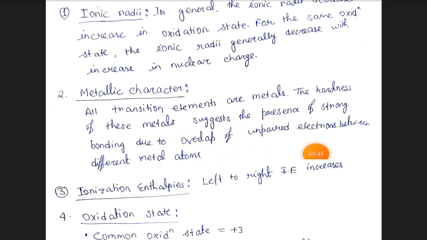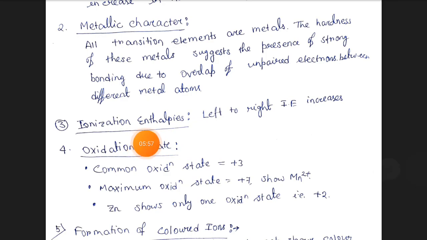between different metal atoms. So when the number of unpaired electrons increases, the metal bond strength increases. Okay. Next, ionization enthalpy, that also increases from left to right in a period.